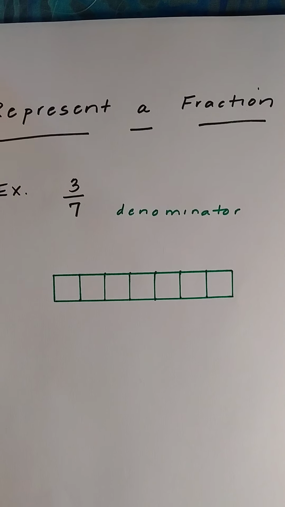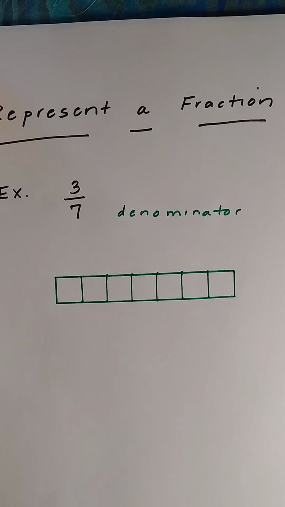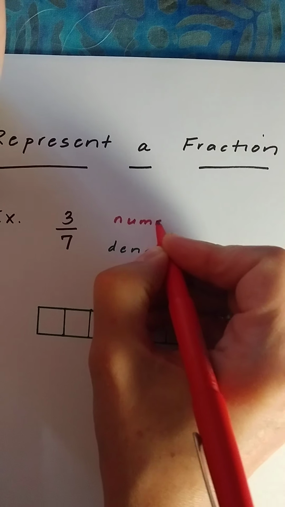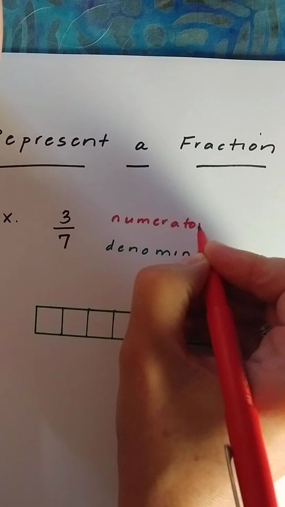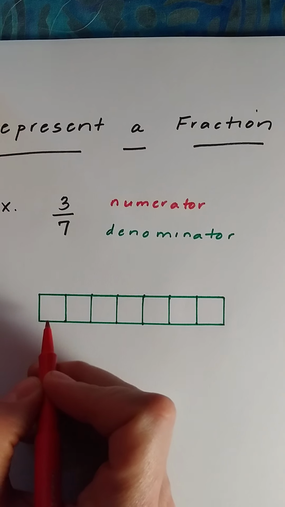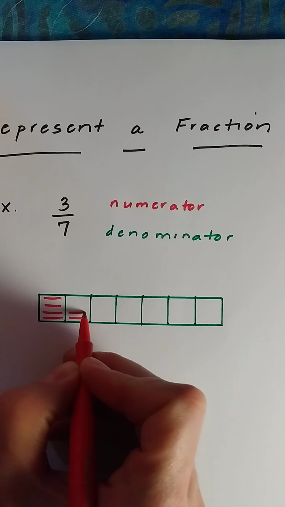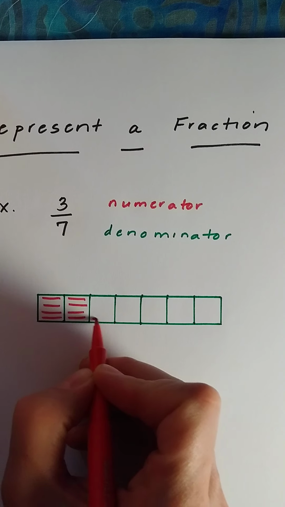Second part of representing is to shade, and that is for the numerator. So I am going to shade 3 out of 7.